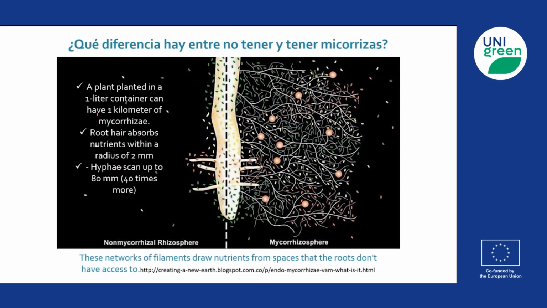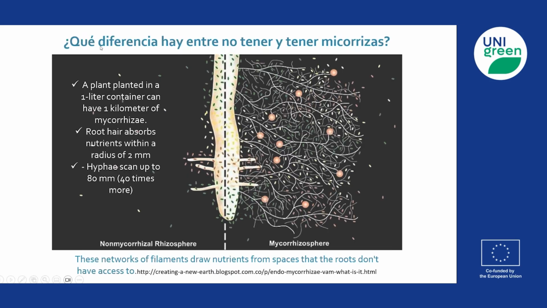This is the root hair. So the plant can absorb nutrients within 2 millimeters. But once they have this association with the mycorrhiza, they are exploring for nutrients 40 times more, and they are looking for water. Mycorrhiza mitigating climate change is so important. They also protect against diseases. Very important. And the other thing that mycorrhiza does is they make phosphorus available, as I mentioned before. So it's very important.